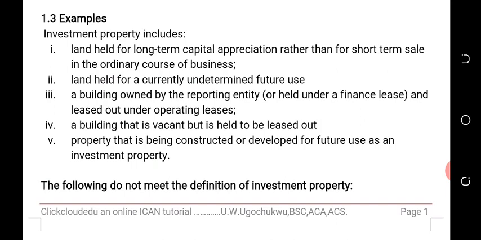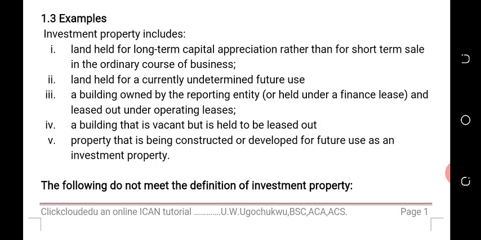A building that is vacant but is held to be leased out. So when a building is vacant, nobody is staying there, no occupant. The major reason for holding that building is that they are looking for occupants, a tenant to come and lease that building. So any vacant building like that should also be treated in line with IAS 40.